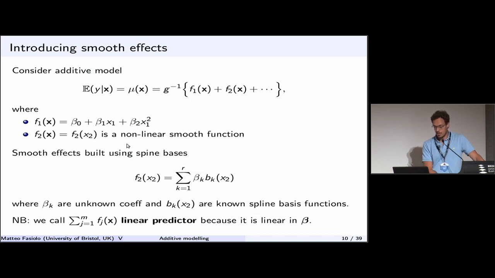In the context of these models, we generally build these smooth effects using spline bases. So the smooth effect of a variable x2 is just a linear combination of some known basis functions times some regression coefficients that are unknown and need to be estimated. And then, just to set the vocabulary, we call the sum of the effects the linear predictor because it's linear in the betas, in the regression coefficients, but typically not in the x's, in the covariates.